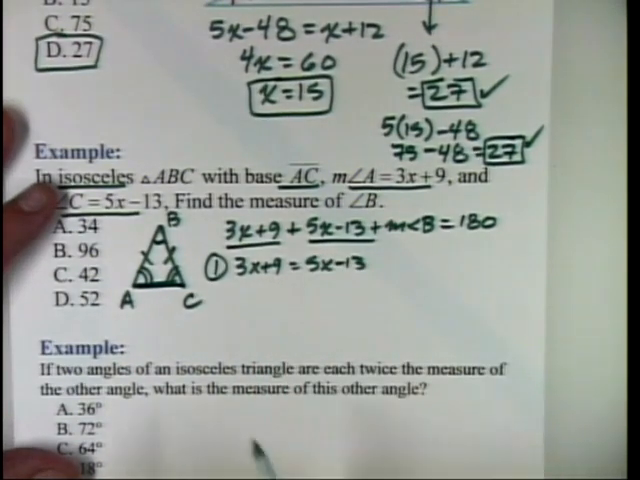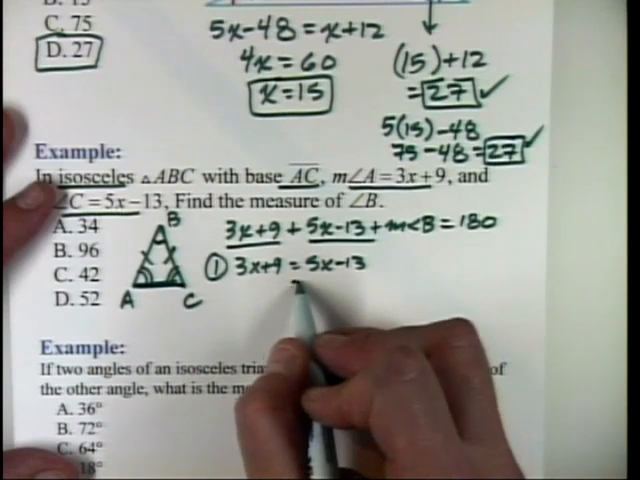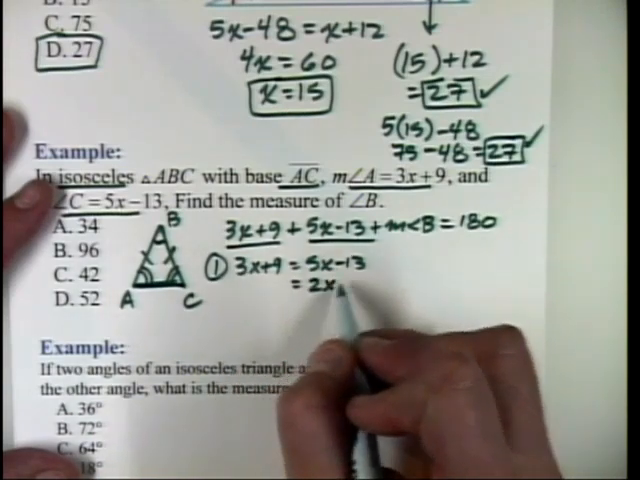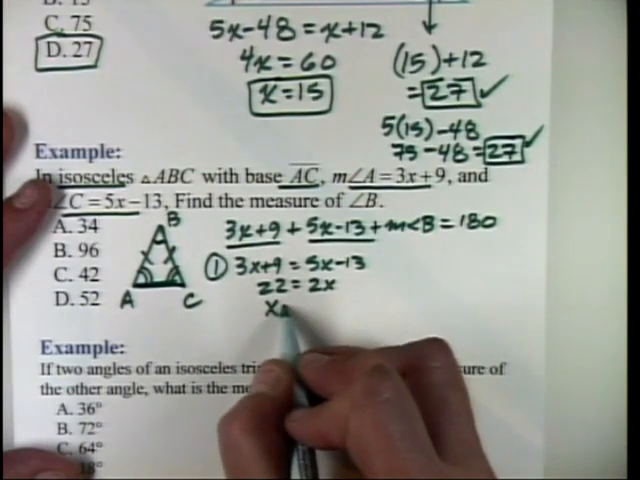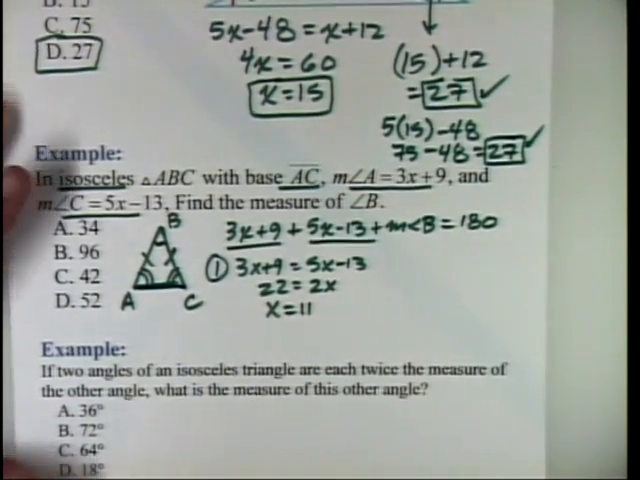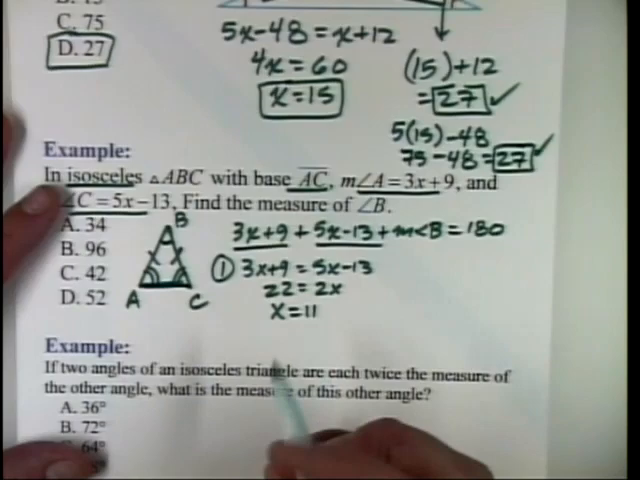And now I can solve for x. I'm going to collect my x's on the right-hand side. So 5 minus 3 gives me 2x. Adding 13, I get 22. So x is 11. So now, what are the measures of the two base angles?